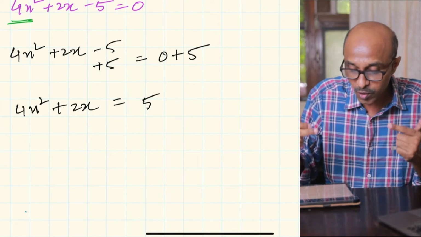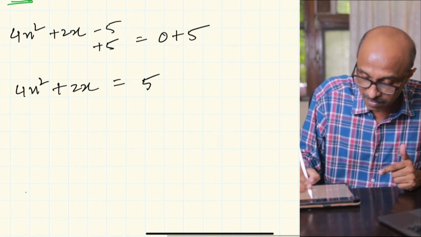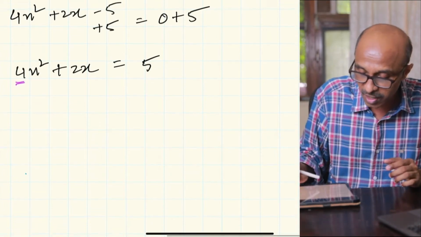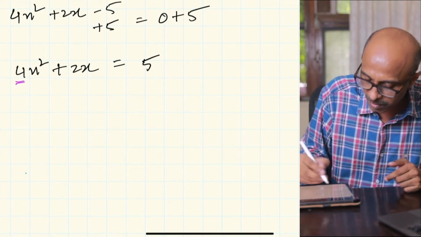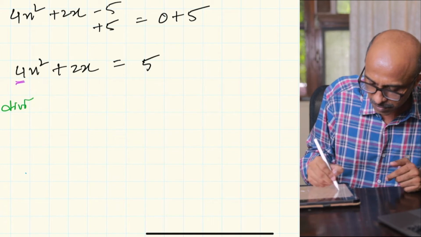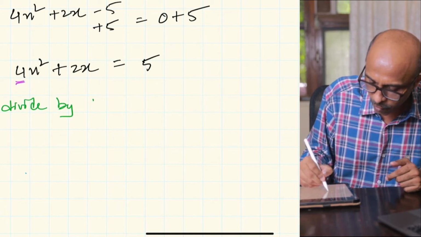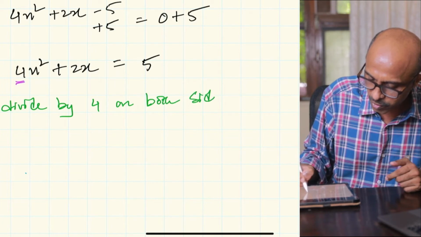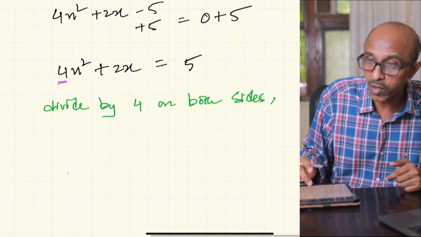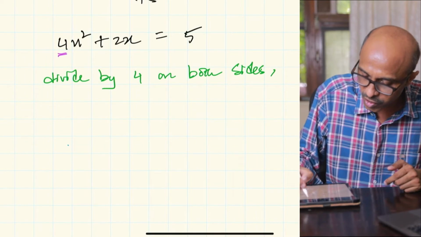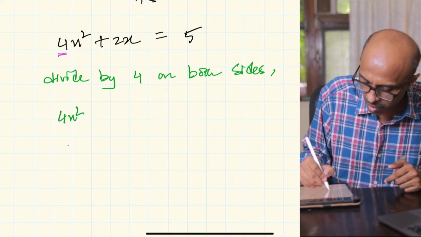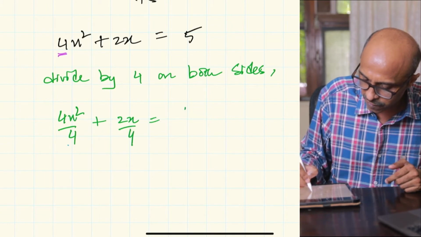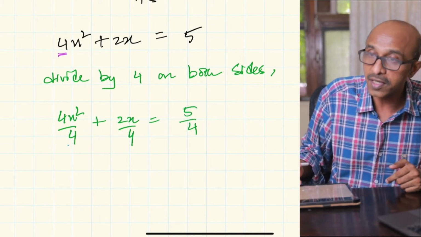After that, you divide by that a. Whatever that a was, you divide the entire equation. You divide both sides by the a. So what would you get? When I divide that, I'm going to write it down. Divide by 4 on both sides of the equation. When you do that, you should get 4x squared over 4 plus 2x over 4 is equal to 5 over 4. Can you all see this?